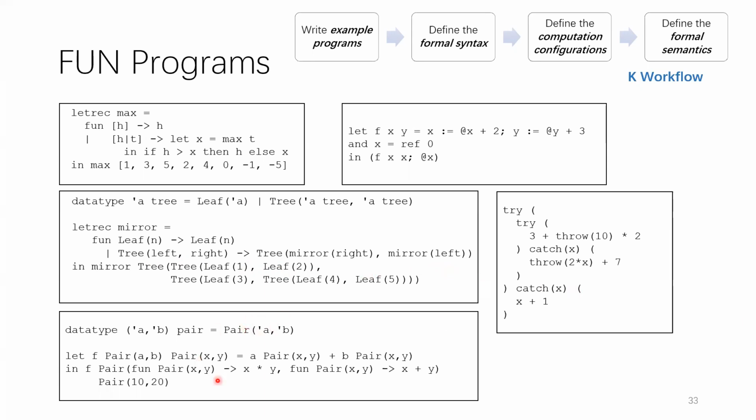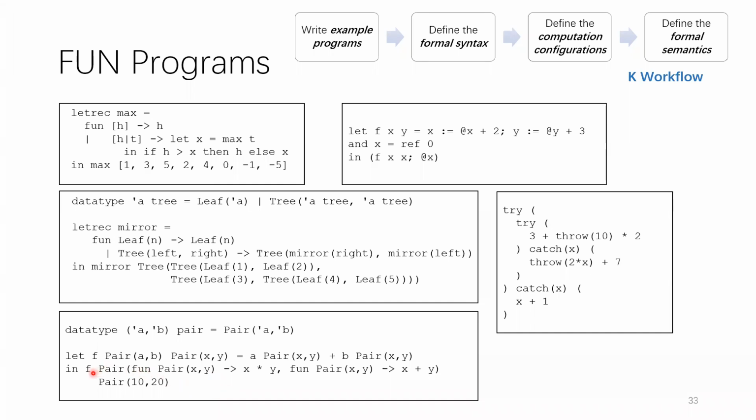The third program here at the bottom is similar, but here the data type pair takes two parameters and has only one constructor, pair. And the program is actually more interesting than the data type definition. It shows that functions are really first-class values in fun, right?